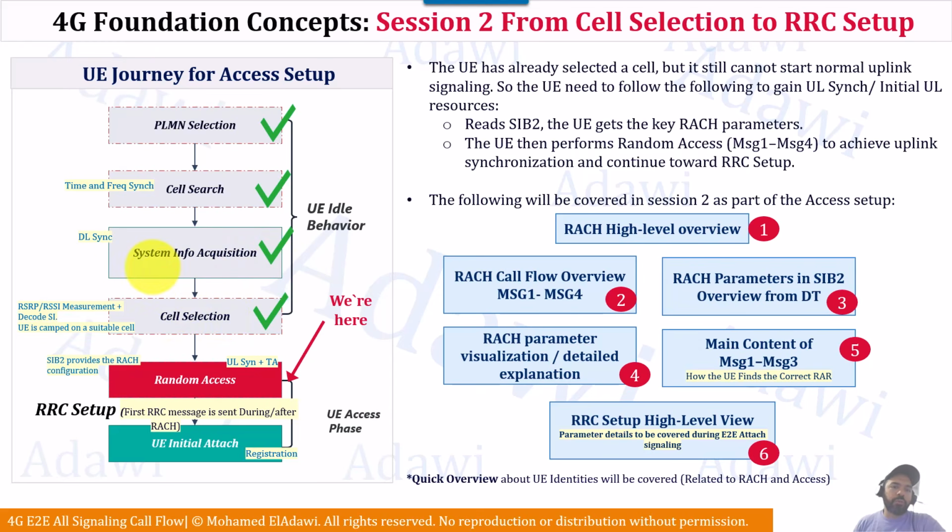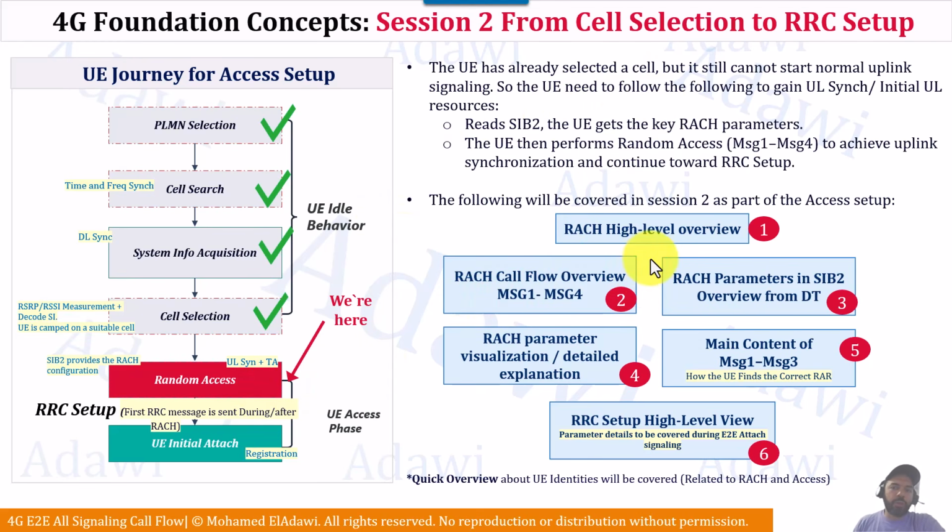but still it cannot proceed with the signaling because this means the user is only downlink synchronized. So it means that now the user, to initiate, will need to follow some procedures in order to get uplink synchronized, and here is where the random access procedures come into the figure. In the random access procedures, the user will gain the uplink synchronization and also gain the uplink initial resources to be able to send data in the uplink. This is what we are going to discuss today.